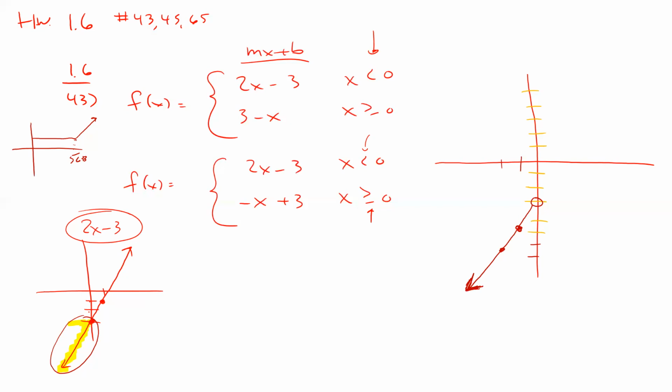Is there a different answer in the back of the book? Yeah, let's go check here. I thought there was. All right, 1.6. Let me jump to 1.6. Number 43. Yes, okay. Guys, we're going to have to switch it up.